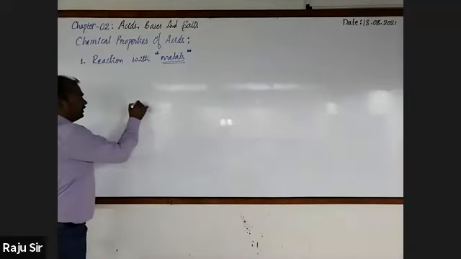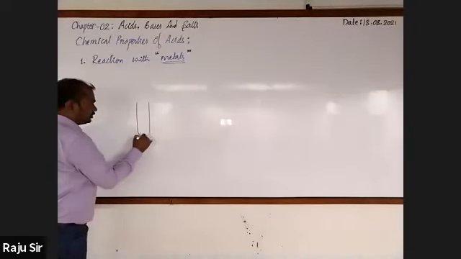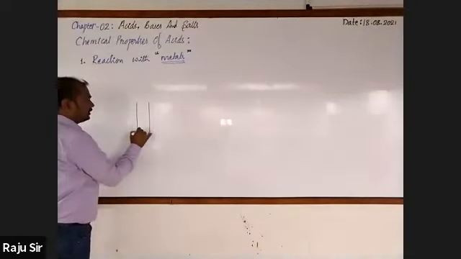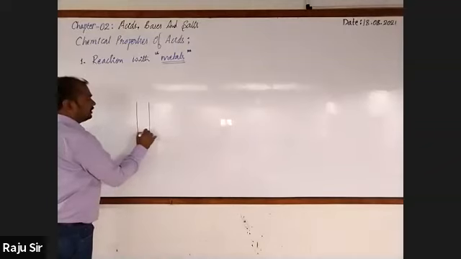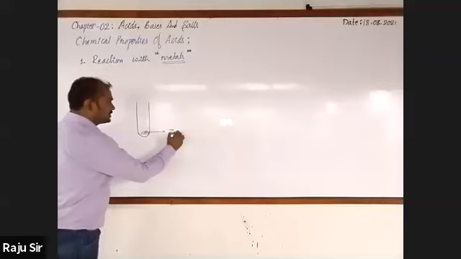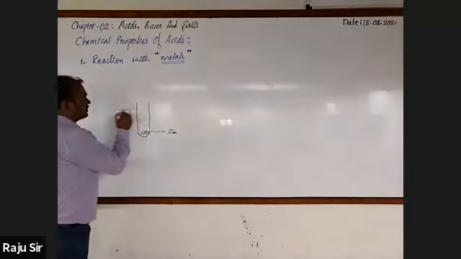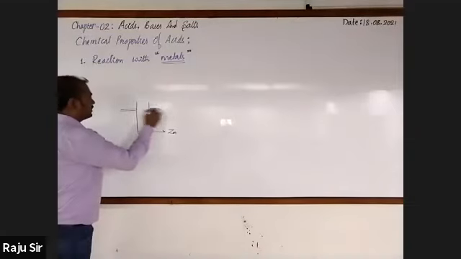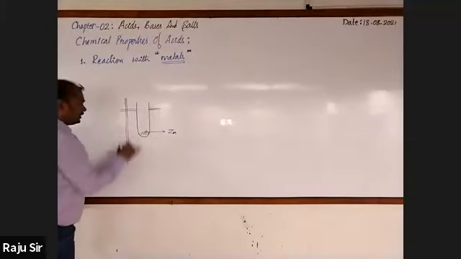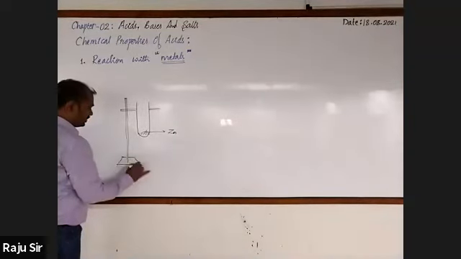Look here. I'll take a test tube. In this, let me take a metal. Let us call this metal Zn. What is that? Zinc. And let us fix this test tube to the iron stand. This is the iron stand.